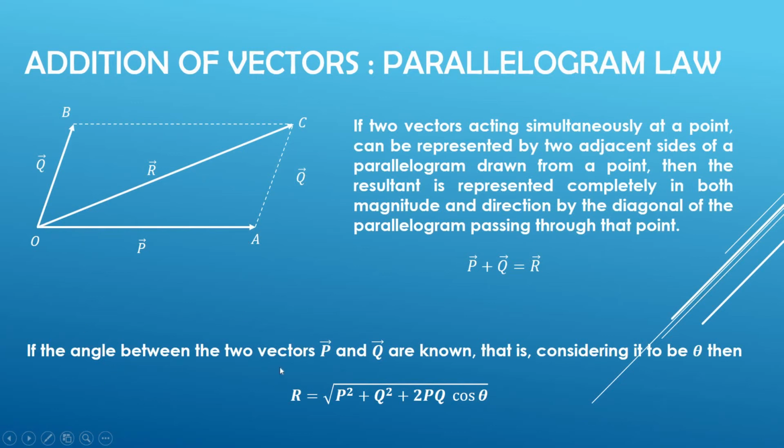Now if the angle between P and Q, the angle BOA, is known, and let me consider it to be theta, then similarly from the triangle law we can write the expression for the magnitude of R. We can visualize this by doing a small construction, like if you increase this side, and this angle will be equal to angle CA, by the properties of corresponding angles for parallel lines, then we can visualize this easily.